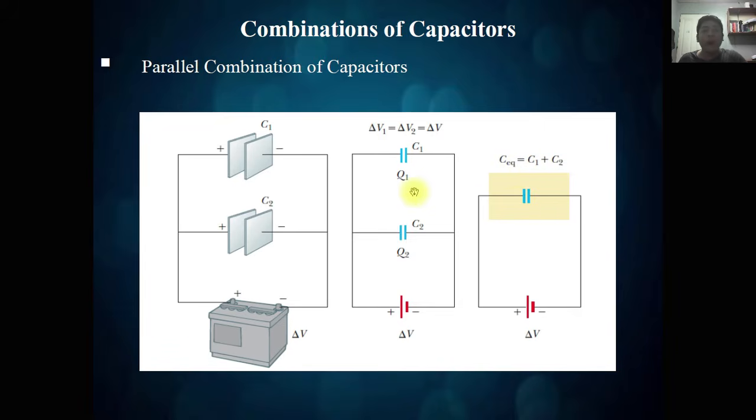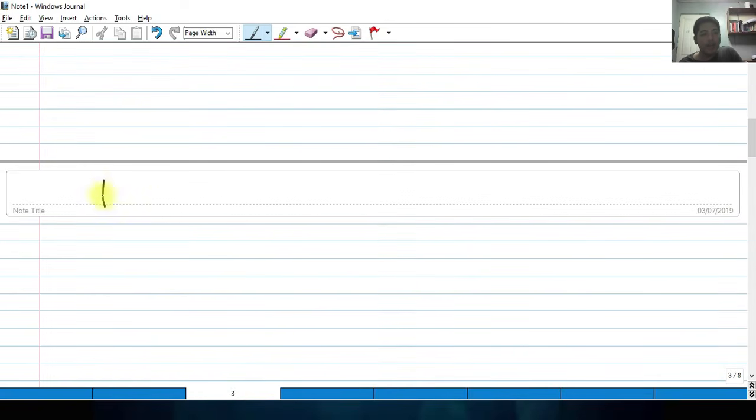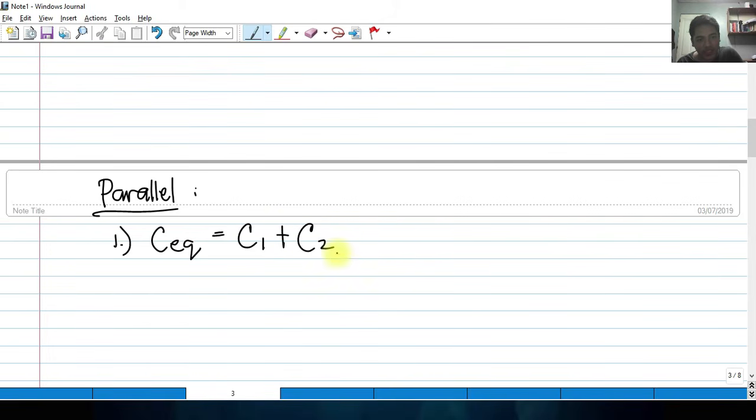So for the parallel combination of capacitors, there are three things that we need to understand. Number one, to get the C equivalent of any capacitors connected in parallel, we simply add the values of their capacitances. Of course, in our example, there are two capacitors. If there are three capacitors connected in parallel, we simply add them all, up to C sub n.